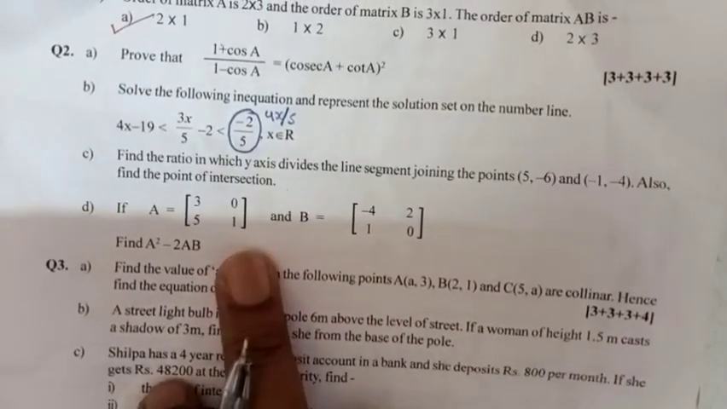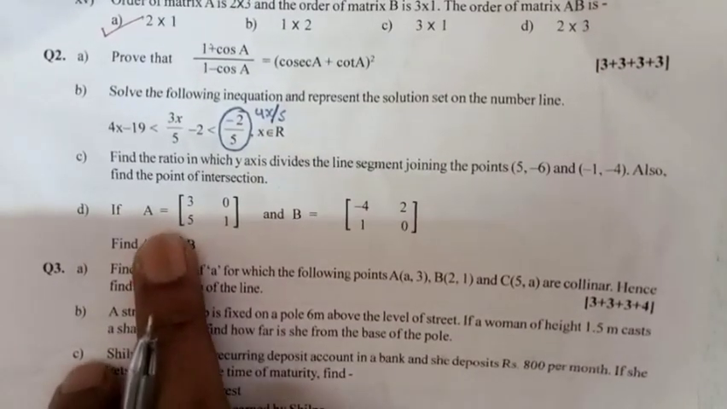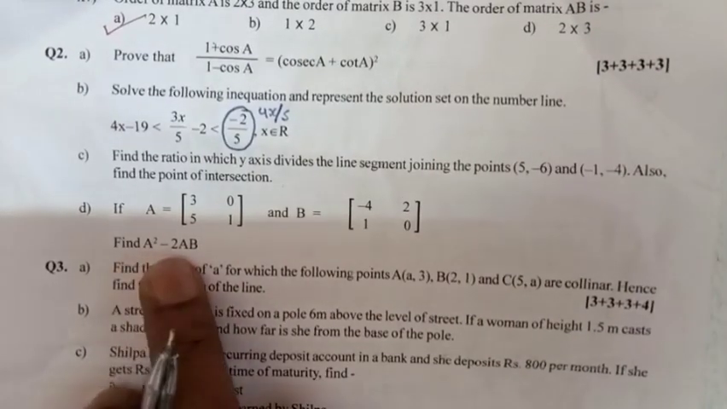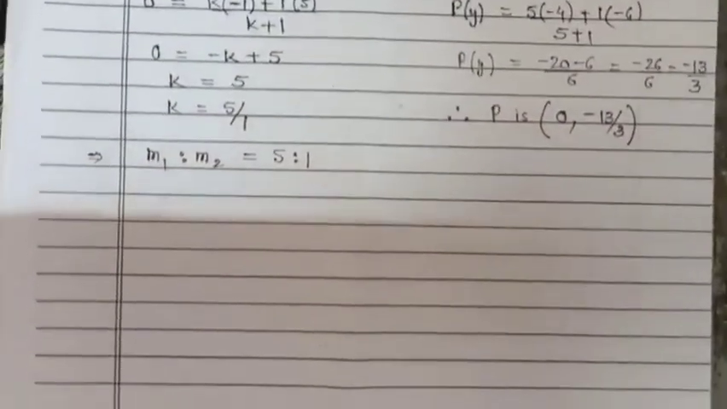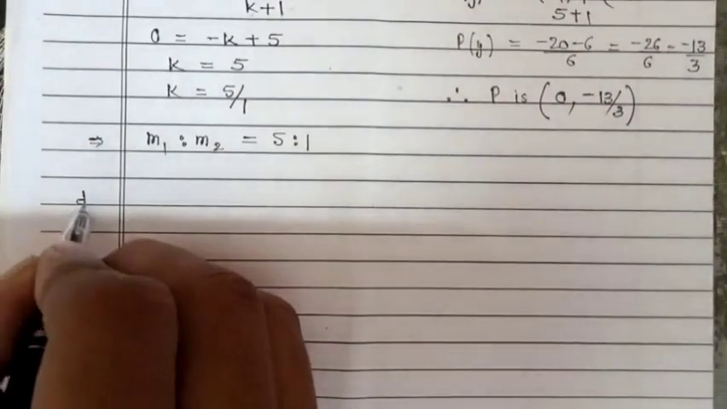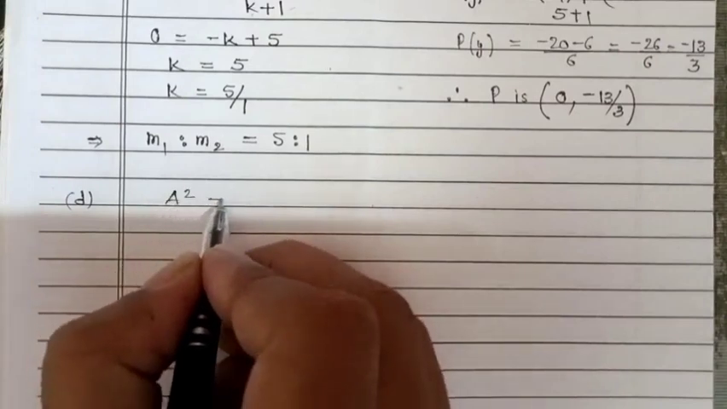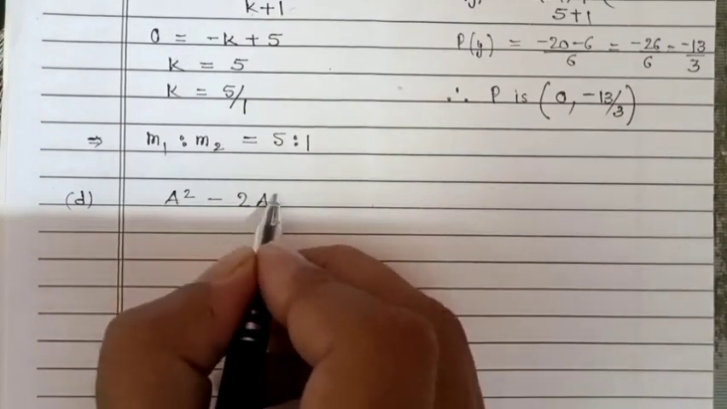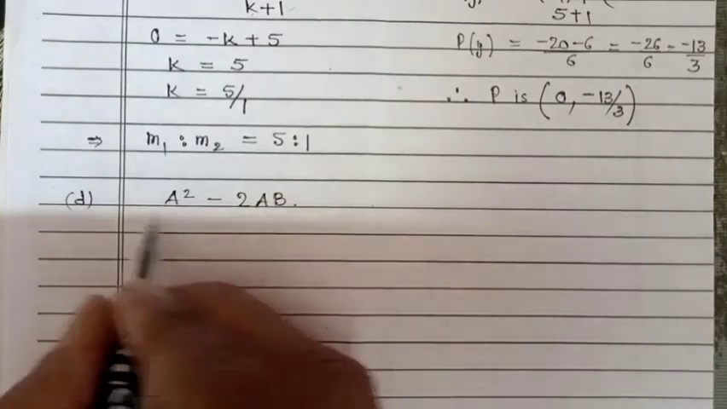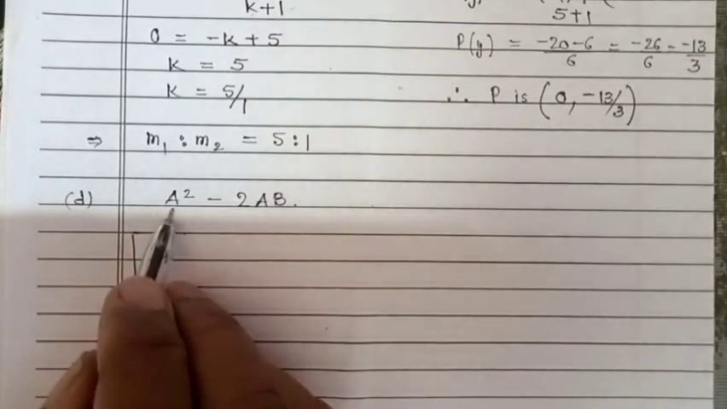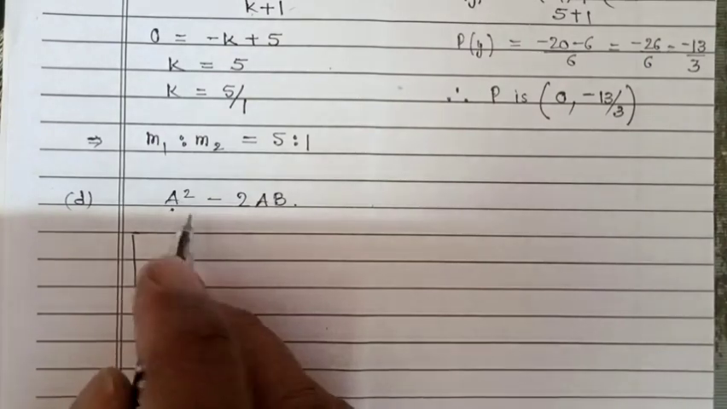Okay, now moving on to the D part. D part says matrix A and B is given to you and you have to find A square minus 2AB. So in the D part we have to find A square minus 2AB. So first of all we are going to write A square, which means matrix A multiplied by matrix A.